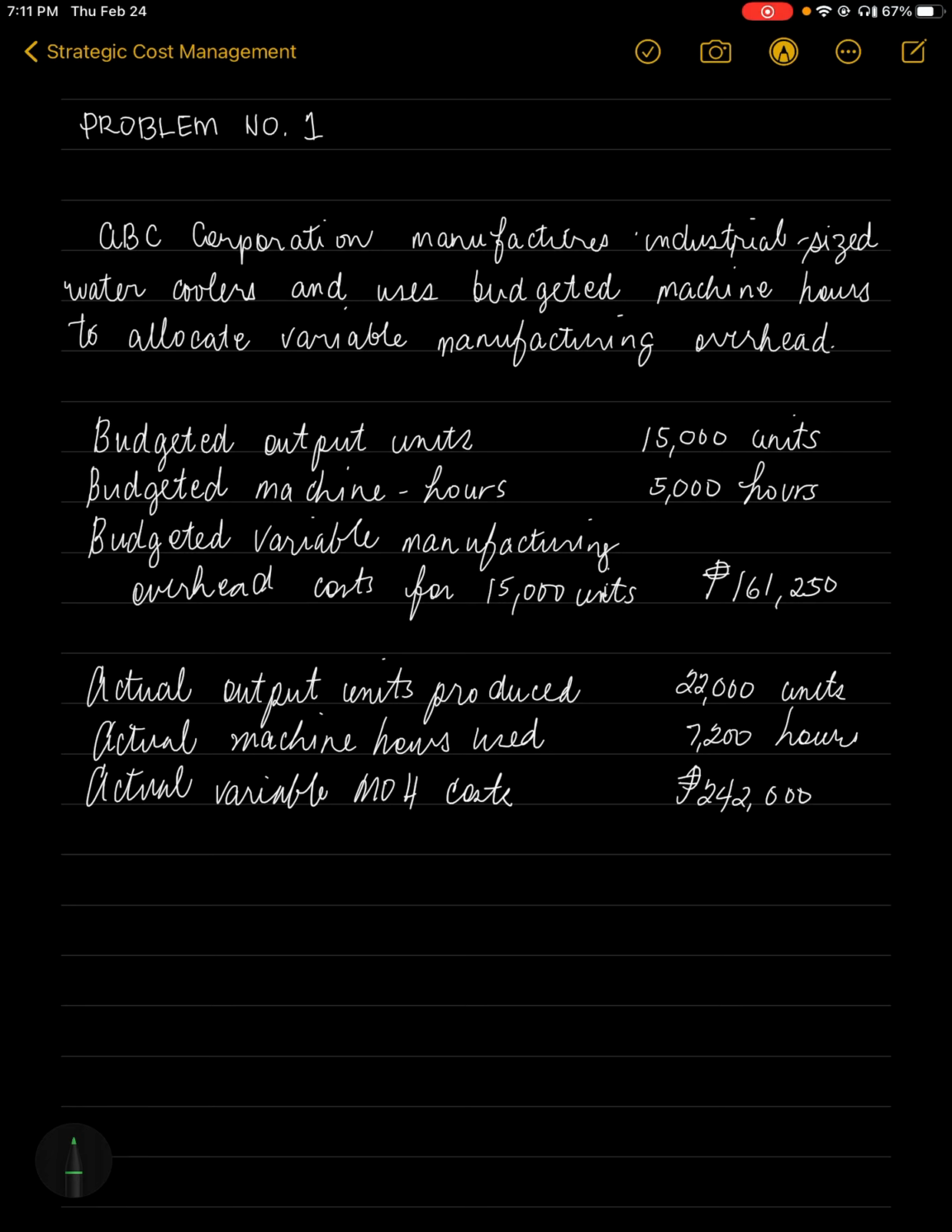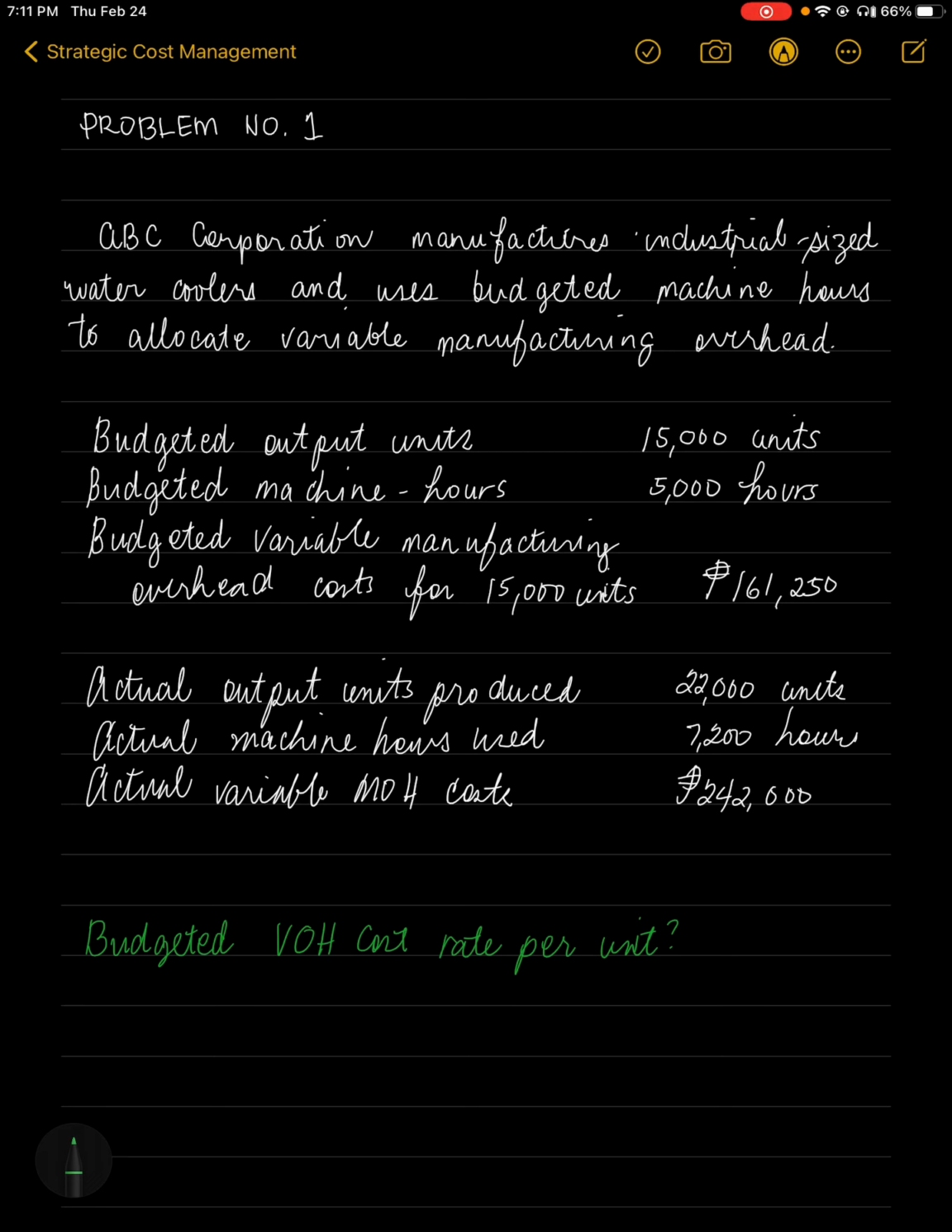So based on this particular problem, let us try to solve first the budgeted. If we are asked, ano po yung budgeted variable overhead cost or rate per unit. So if this is the question, ang tinatanong, budgeted variable overhead cost rate per unit.